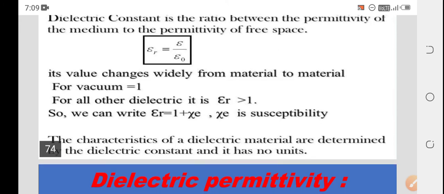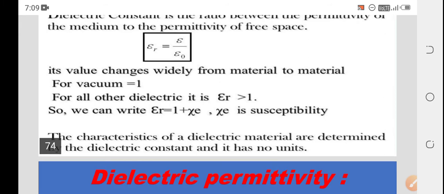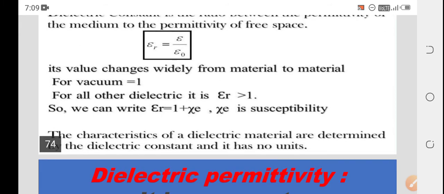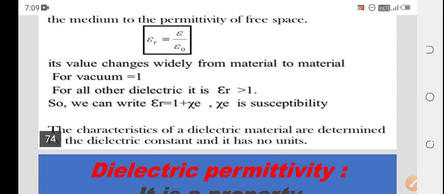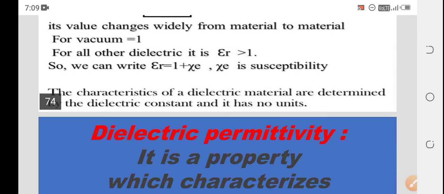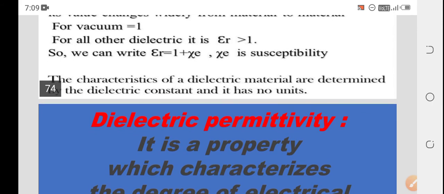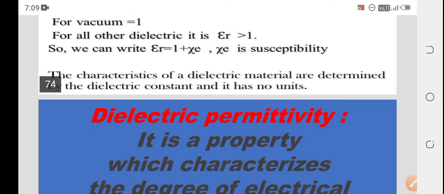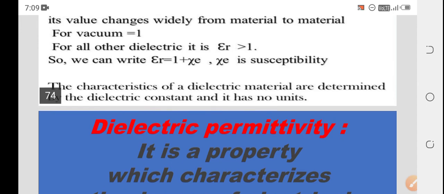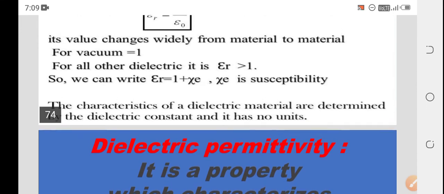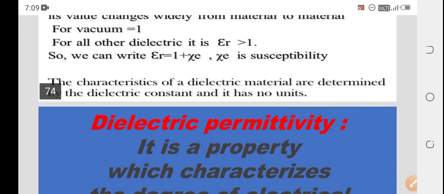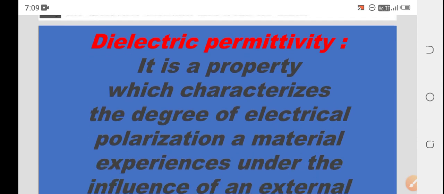For vacuum, the dielectric constant is 1. For other dielectric materials, the dielectric constant is more than 1. So the characteristics of a dielectric material are determined based on the dielectric constant. It has no units. It is a dimensionless factor, and the character of the dielectric material is determined on the basis of the dielectric constant.